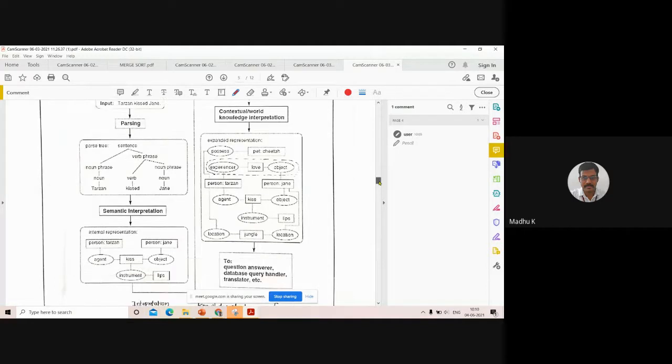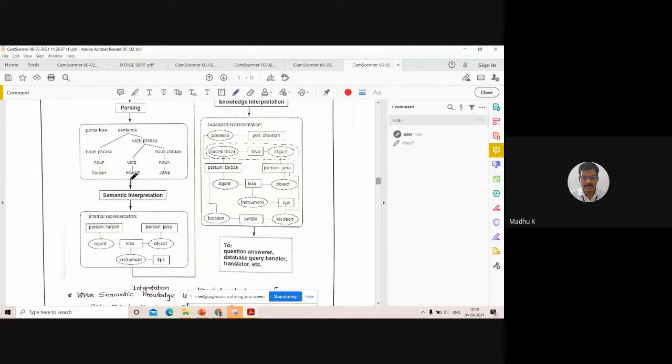Then next is the semantic interpretation. This syntax tree is given to the semantic interpretation. What it will do, as I already told, is analyze the semantics and convert it to a conceptual graph. In the third module we studied this concept. This is basically a semantic network. Basically it is a conceptual graph.